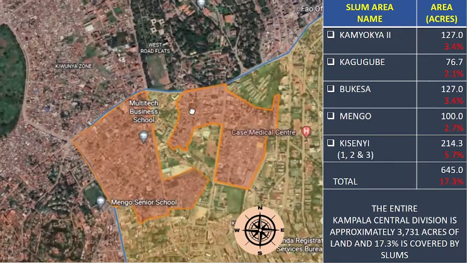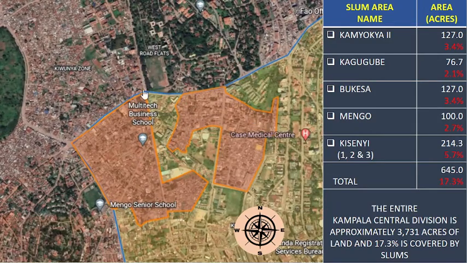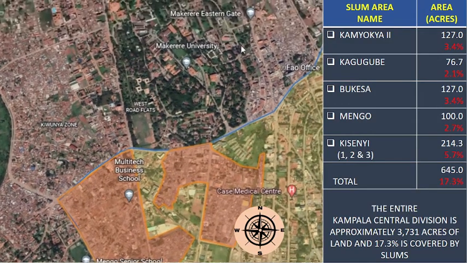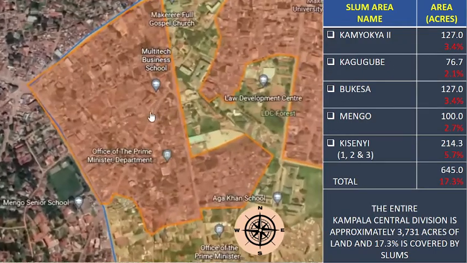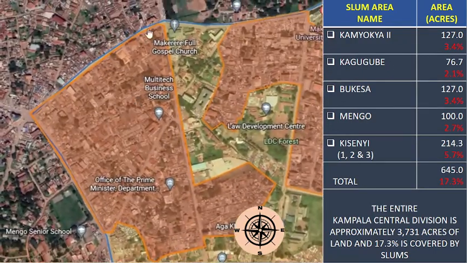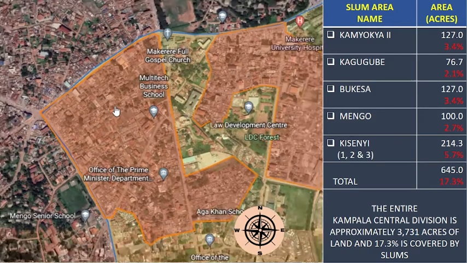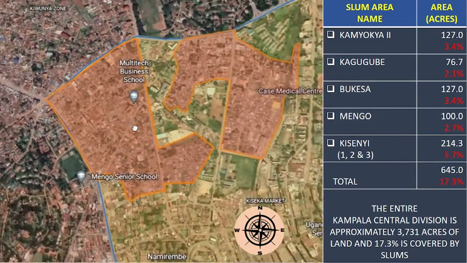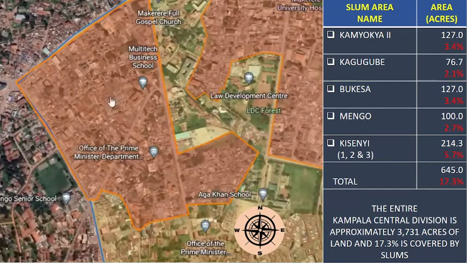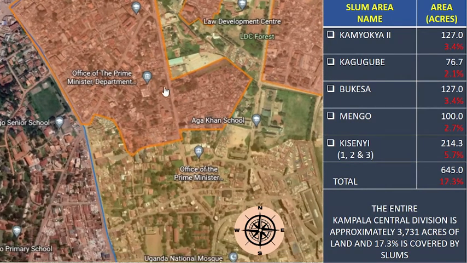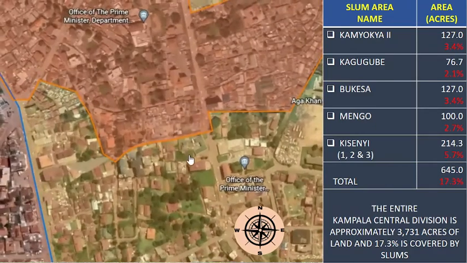Now, important to note is that both Bukesa and Kagugube slum areas are just neighboring Makerere University. So, Bukesa slum area is as big as Kamwokya 2 slum area. It's also 127 acres of land. It also kind of has specific boundaries. This is the Kampala Central Division boundary. Then you have this strong road, which also kind of defines its limits.